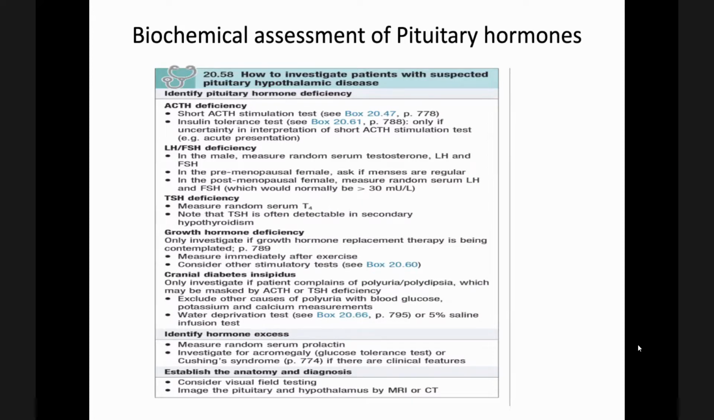and diagnosis. If there are tumors or obstructive symptoms, we have to go for visual field testing or peripheral visual testing. Then we have to image the pituitary and hypothalamus by imaging like MRI or CT scans of the pituitary gland itself.